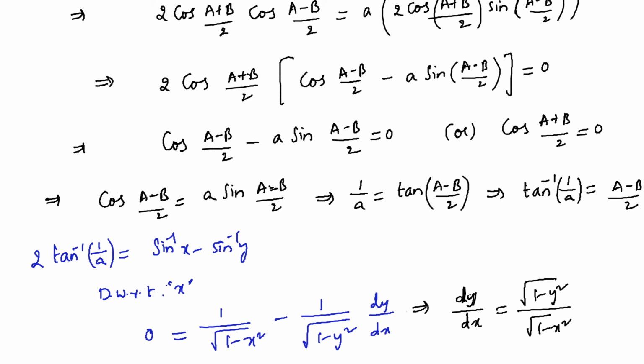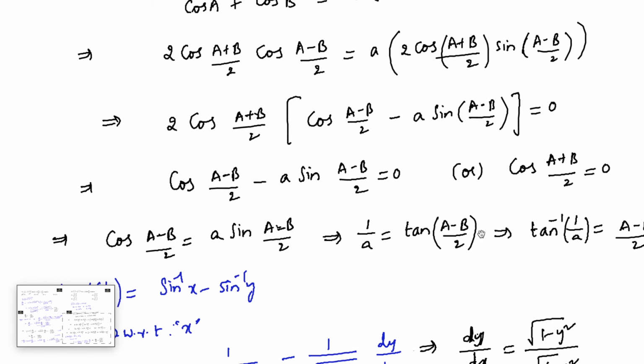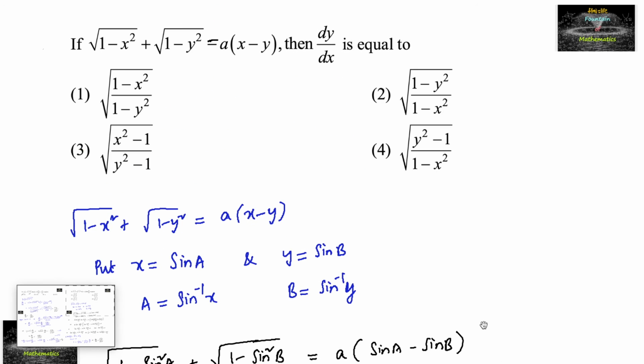So we can give the answer now. dy by dx is equal to root over 1 minus y square by 1 minus x square. That's the second option.